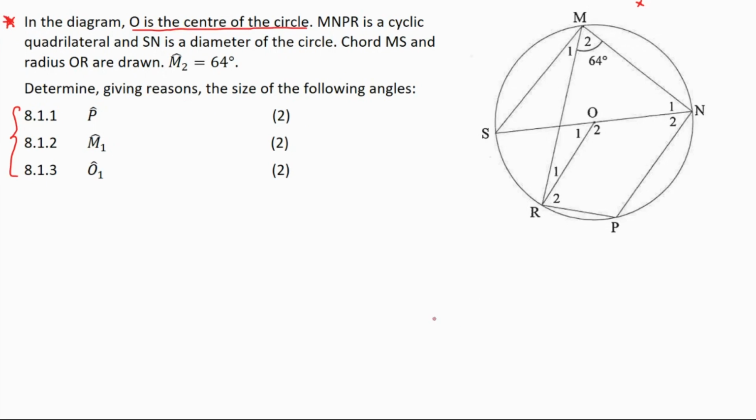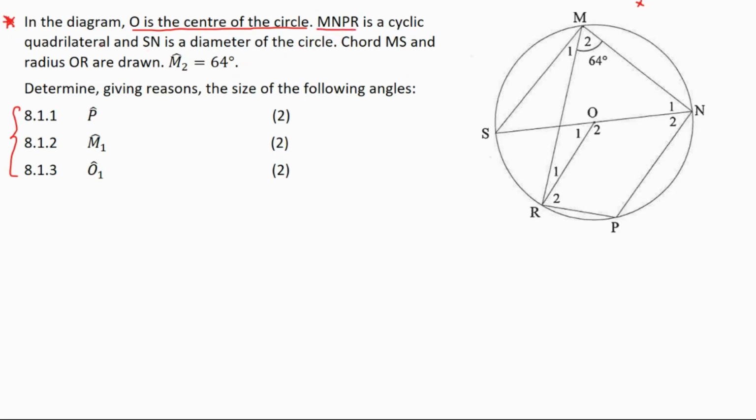So we have to look at the center theorems. Remember that an angle subtended by an arc at the center of a circle is double the size of the angle subtended by the same arc at the circumference of the circle. A line drawn from the center perpendicular to the chord will bisect the chord. And a line drawn from the center to the midpoint of the chord is perpendicular to the chord. You have to remember those center theorems.